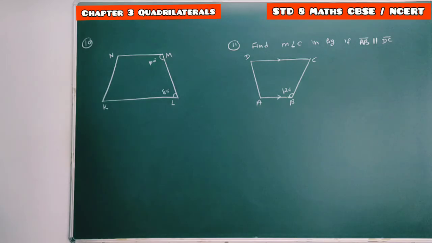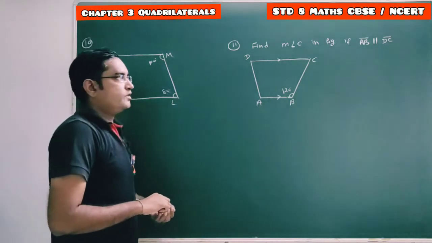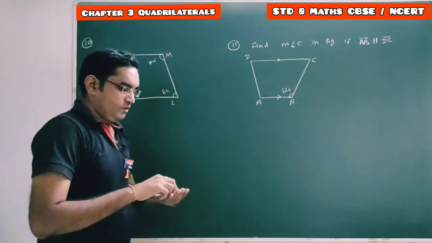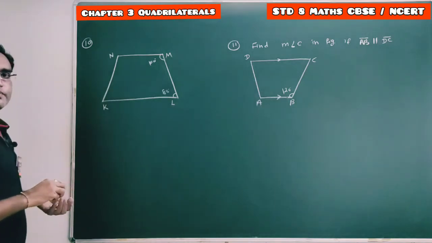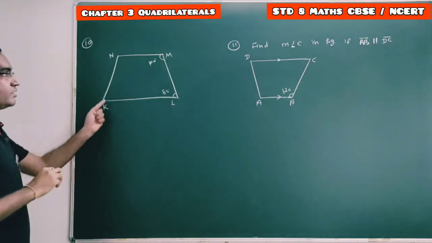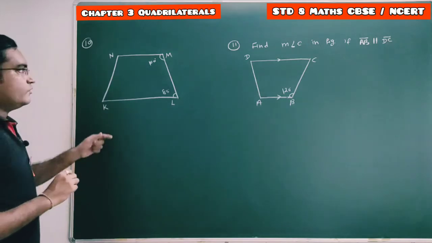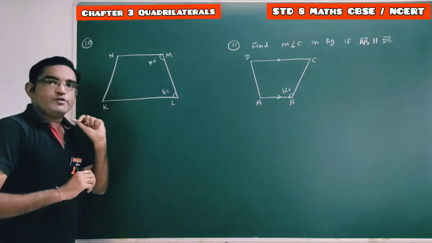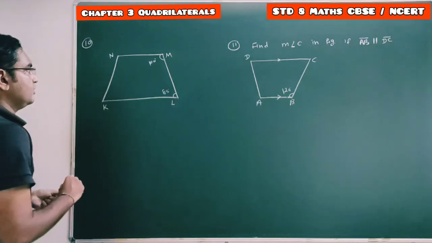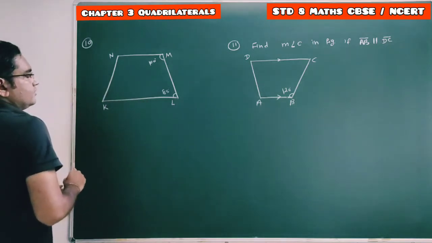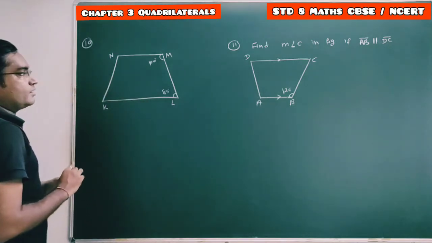Okay students, now question number 10 and 11, which is based on trapezium. So here question number 10 is, we have to explain how this given figure is a trapezium, and in this trapezium which pair of opposite sides is parallel. Done. So this is one figure. We have to check how this figure is a trapezium.